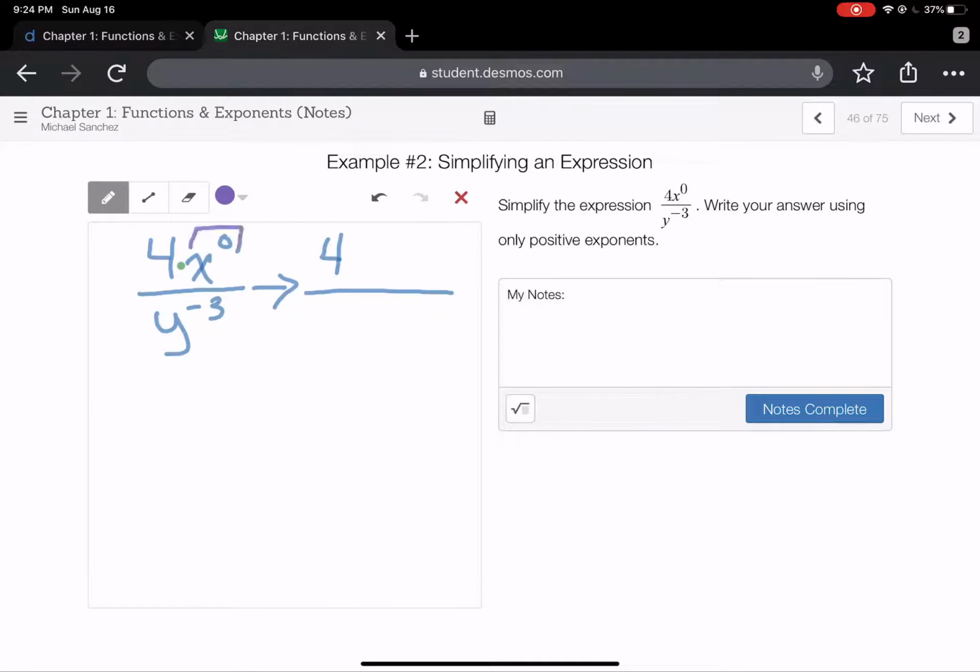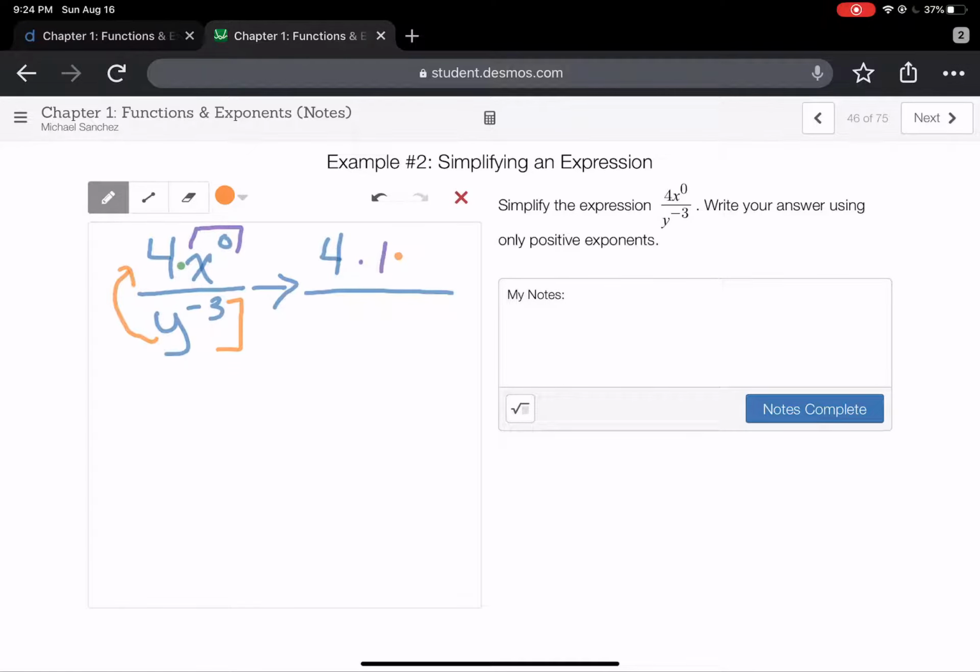Now I'm going to do x to the power of 0. Like we said in the first example, anything to the power of 0 is always 1, even letters. So this is 4 times 1 now, up at the top. And then we have y to the power of negative 3. Remember, in our properties of exponents, anything that's to the power of a negative number is going to switch positions. It's on the bottom, so I'm going to switch it and put it on the top.